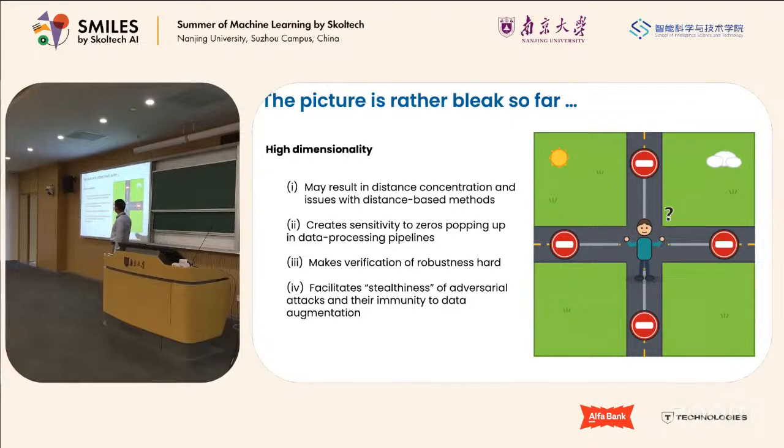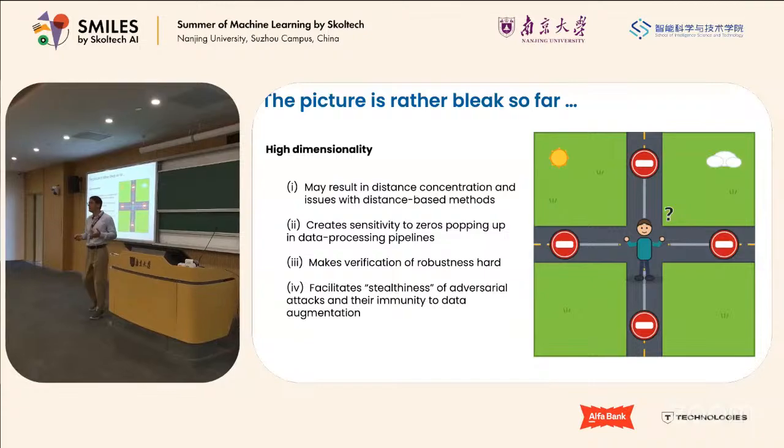Create sensitivity to zeros popping up in data processing pipelines. I have to be now very careful because, as I told you, there is a massive difference in asymptotic behavior and, in fact, non-asymptotic behavior between those distributions which have atoms at 0 and those that don't. Makes verification of robustness hard and facilitates stealthiness of adversarial attacks and their immunity to data augmentation. So somehow you have this impasse.